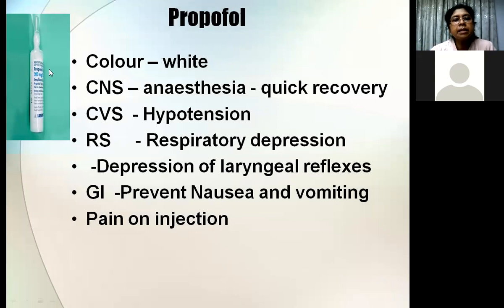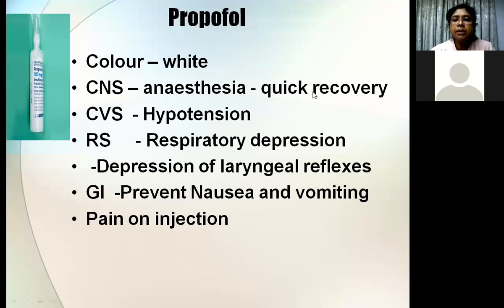Propofol is a white color solution. It has many things like egg lecithin, soybean oil, and all that. So when you give it to them, it is painful. Pain on injection is what they will react to when we give it. So we have to be very careful when giving it. You have to cover it with lignocaine or something so that they won't get the pain.